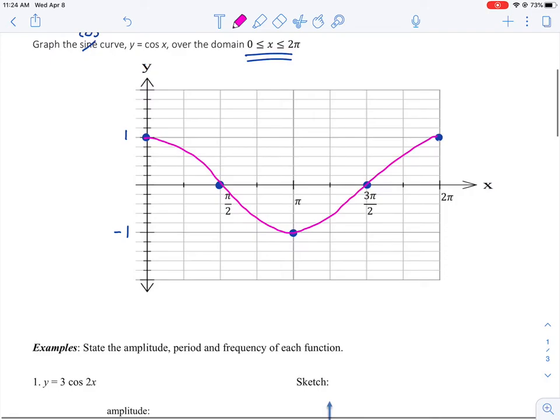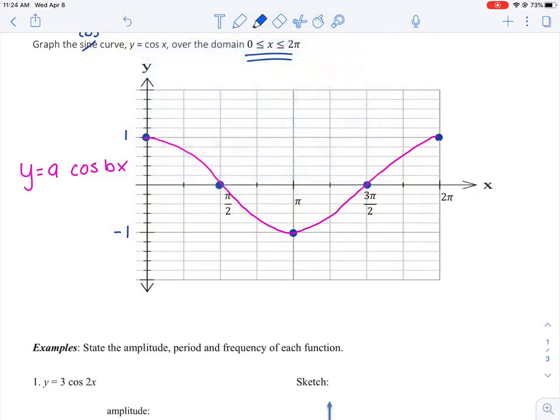Now, standard form for our cosine function is y equals a cosine of bx. And this a value and this b value, just like we saw in sine functions, are going to affect our graph. The a value is our amplitude, and the b value is our frequency.